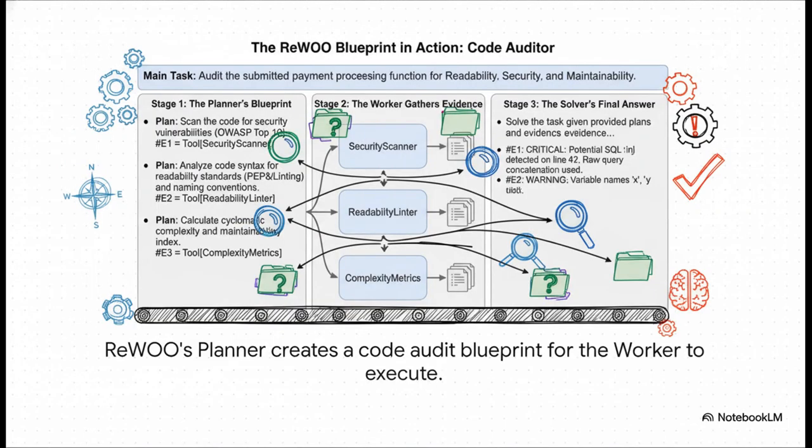And this diagram just illustrates the ReWOO workflow brilliantly. You've got a planner that creates the entire blueprint for a task. Let's say it's auditing code for security and readability. Then a worker executes all the tool calls in parallel to gather up all the evidence. And finally, a solver takes the plan and all that evidence and synthesizes it into one comprehensive final answer. It's much more like an efficient assembly line.